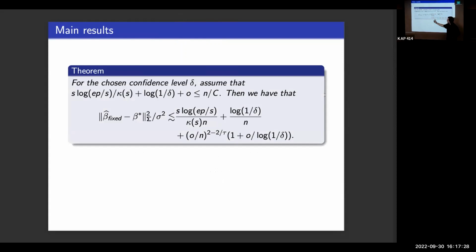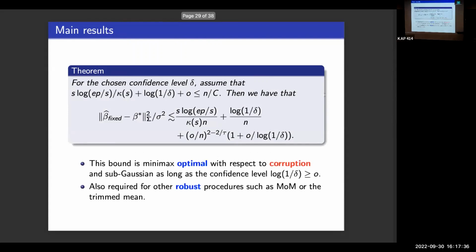And then you also have the optimal dependence on O over N, except that we have to pay this price now, O over log 1 over delta. So what happens here is, as long as the confidence level is larger than O, this term is basically a constant. So if you give me in advance the number of outliers, and I specify a confidence level that's larger than O, then whatever I get is optimal. This is the optimal thing you can hope for. And remember what I told you earlier about the median of means or the trimmed mean, they all require this condition that K should be larger than O, which is exactly also something that we need here.